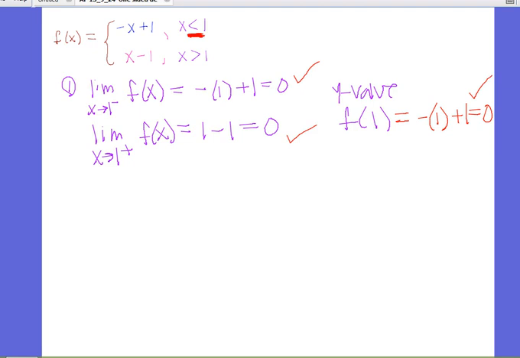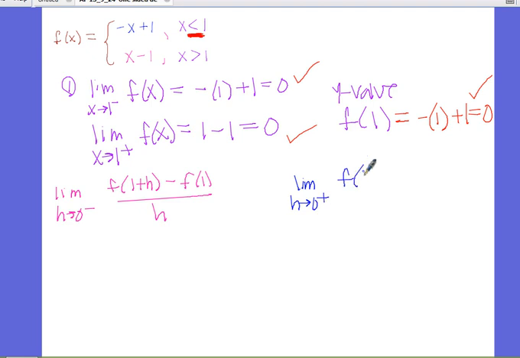Okay? Next piece, I'm going to set up the derivatives. So the limit as h goes to 0 from the left-hand side of f of 1 plus h minus f of 1 all over h. Sorry I keep using 1. I actually didn't mean to do that this time. The right-handed side would be limit as h goes to 0 from the right, and it looks exactly the same, f of 1 plus h minus f of 1 all over h.